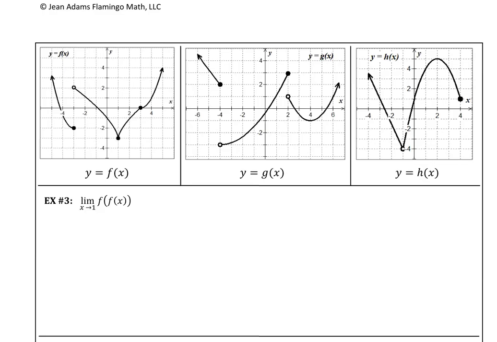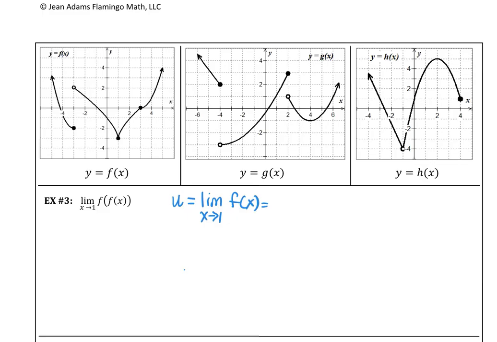For example 3, we're going to use the f of x graph up here, the g of x graph, and the h of x graph. For example 3, we want the limit as x approaches 1 of f of x. So let's define our inside function as the limit as x approaches 1 of the f of x. And let's look at the picture.